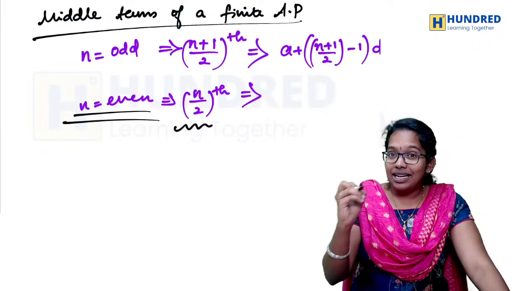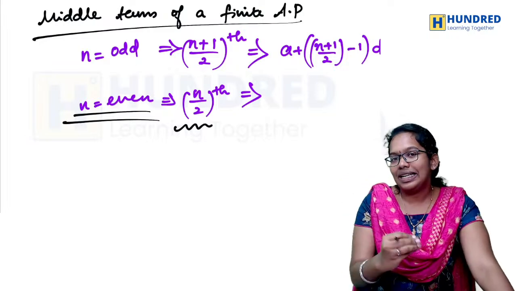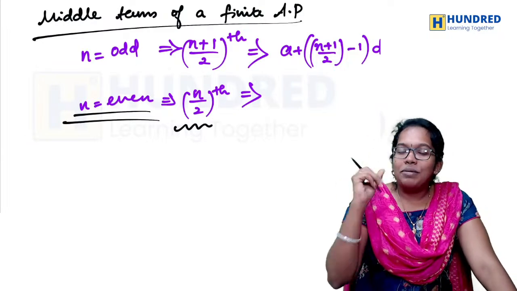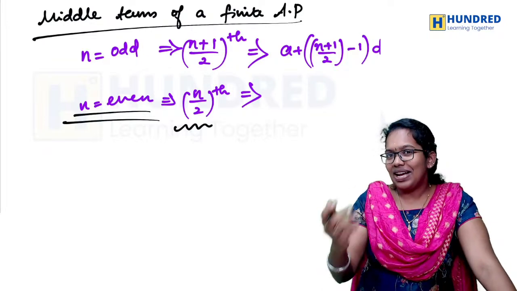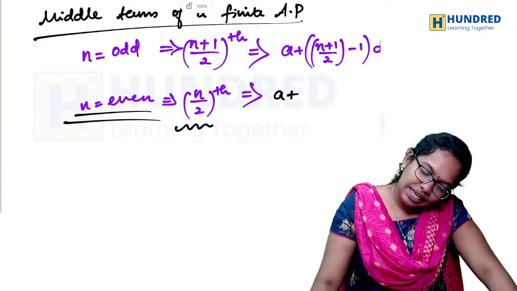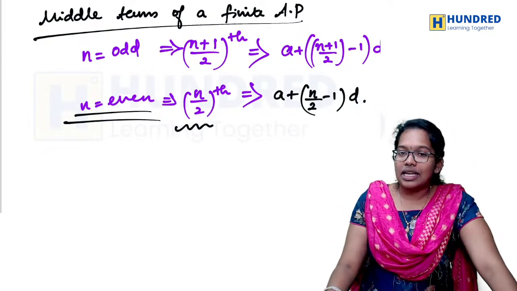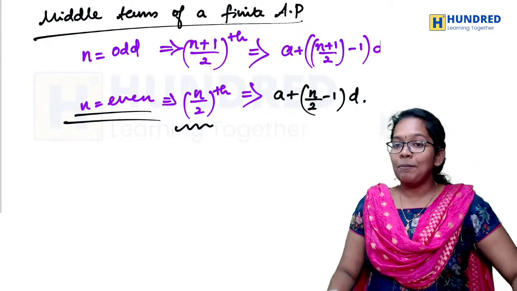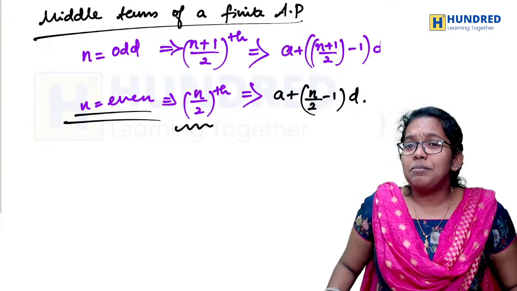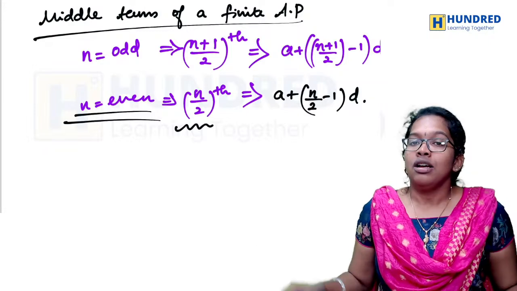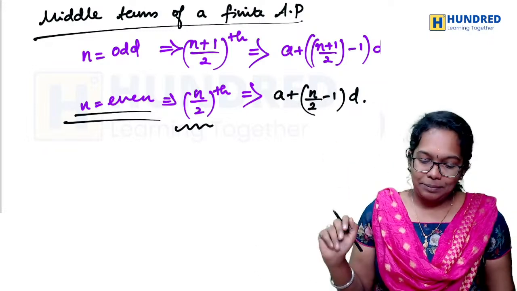அதே மாதிரி n வந்து ஈவனா இருக்கிறப்ப என்னோட middle term எந்த middle term-ஆ இருக்கும்? n by 2th term. இப்போ n வந்து எனக்கு 20 இருக்குன்னா 20 by 2 which is 10th term தான் என்னோட middle term-ஆ இருக்கும். So அதுக்கான வேல்யூ எப்படி ஃபைண்ட் பண்ணுவேன்? a plus n by 2 minus 1 into d. So this is how you will find the values. Okay va? So these are the basic and the most important formulas for this chapter, arithmetic progression.